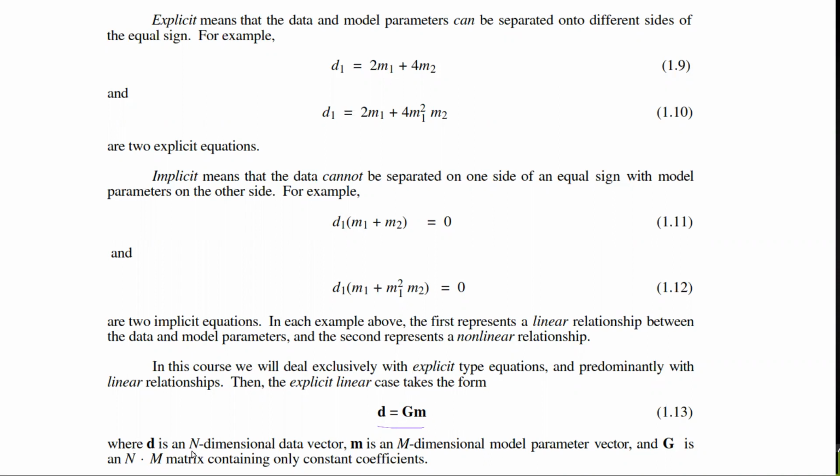So D is an n-dimensional data vector, and M is an m-dimensional model parameter vector. So the number of data is n, and the number of model parameters is m. And then G is an n by m matrix, as we know from matrix multiplication.